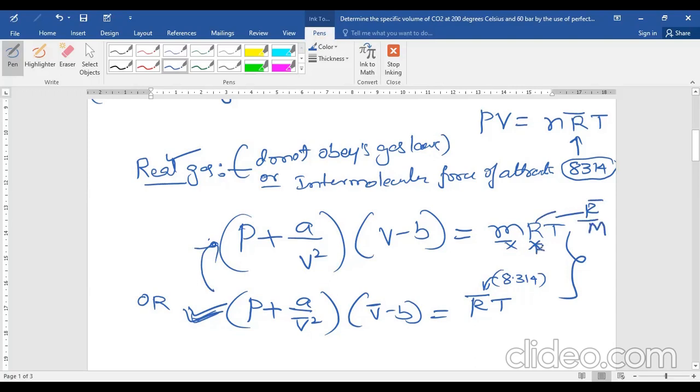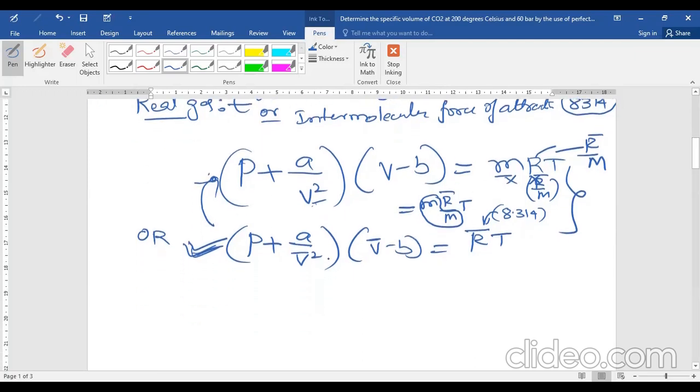So in place of R, if I write R bar divided by M into T, what will be the equation? m by M is the number of moles, so that number of moles is divided here. That is a very easy concept. Don't get confused. Okay. So both are the same. Either you can use the first equation or the second equation. It doesn't make any difference.